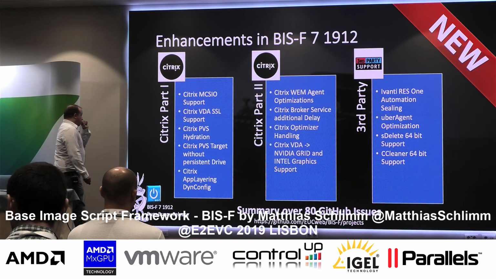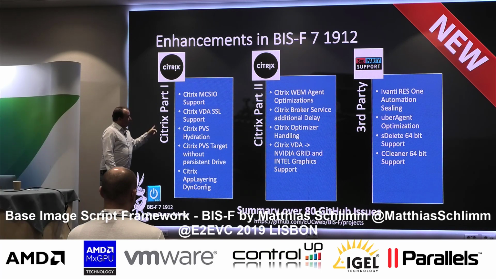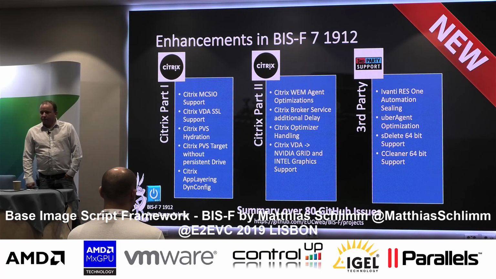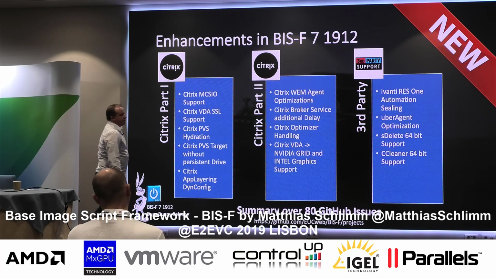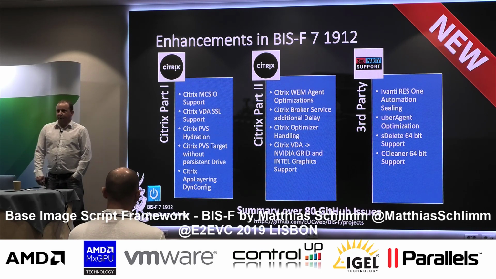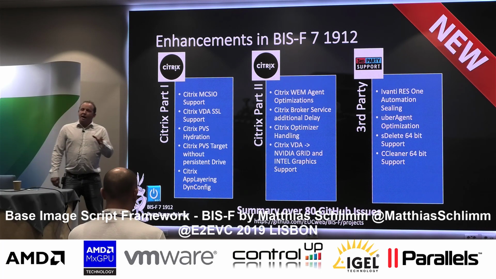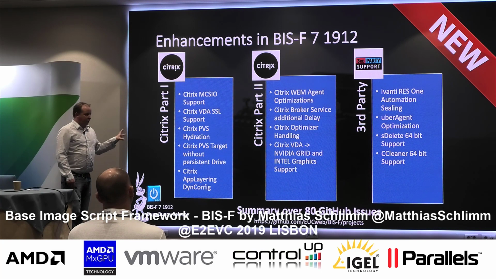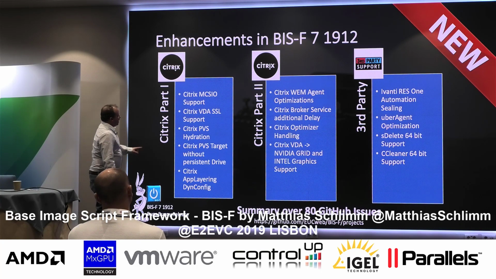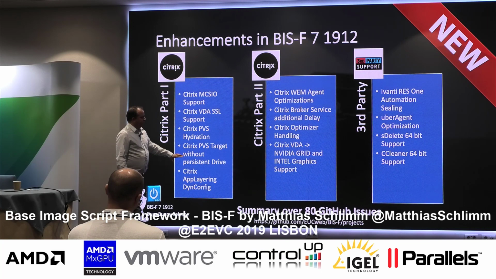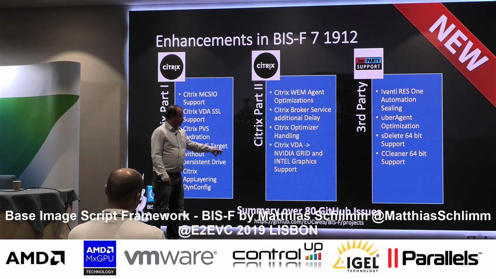Okay, for Citrix MCSIO, you need a minimum of 1903 as a VDA, and with 1903 you can also use a persistent disk in your environment. That means the same as PVS. Now you can have it for MCSIO. I'll show it later in the configuration item. VDA SSL support, I'll go a little bit faster over these points. We have some slides for this. And also applying config. This has all been done in this current release.